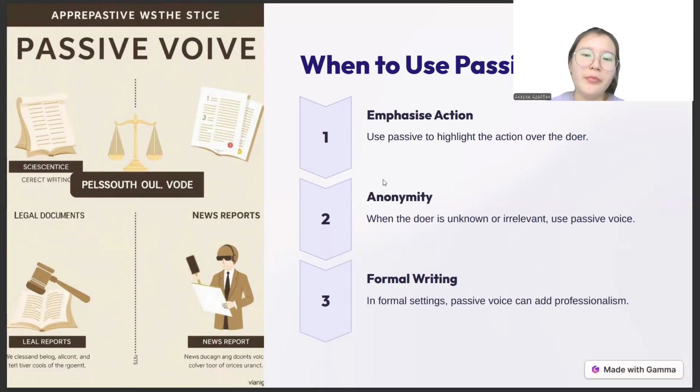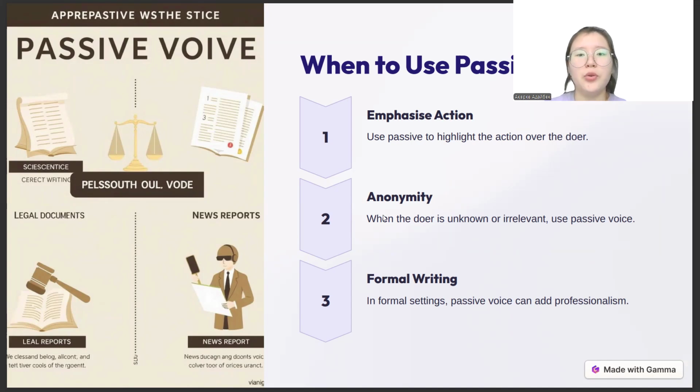The second point is anonymity. When the doer is unknown or irrelevant, we use the passive voice. You can say that this city was built by someone, by some countries maybe, or by some cataclysms, but it is not necessary for us. The fact that this city exists is important for us. That's all. But who did it, when, and where? It is not important, okay?